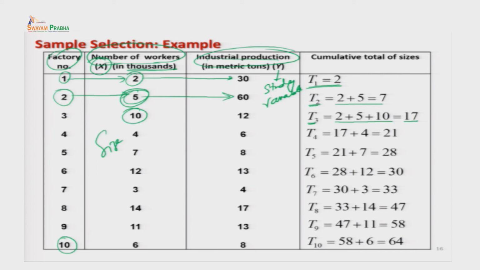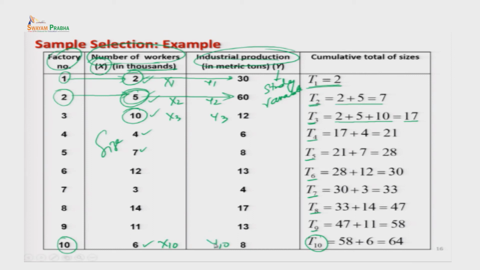So, you can see here this is how I have found T4, T5, T6, T7, T8, T9, and T10, which is finally the sum of all the units. Take the sum of these: 2, 5, 10, 4, 7, and so on up to 6. So, this is your T10, and corresponding to each of these xi you have here yi. So, this is x1, this is y1, this is x2, this is y2, this is x3, this is y3, and this is x10, and this is y10, and so on.